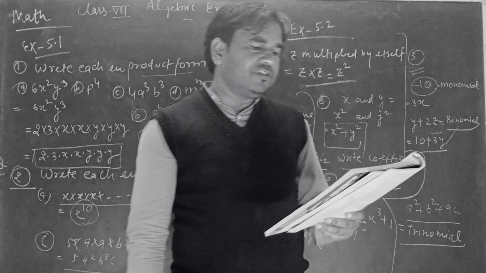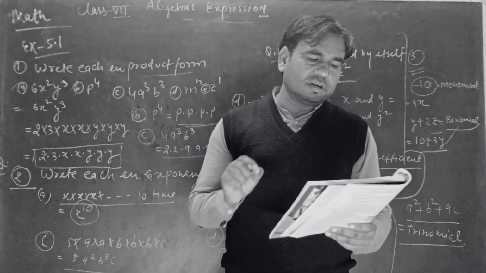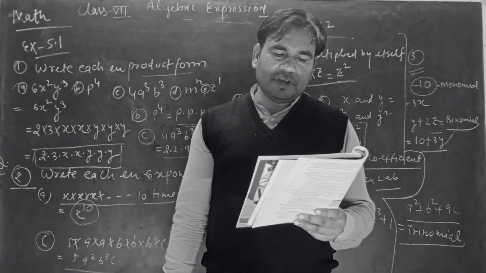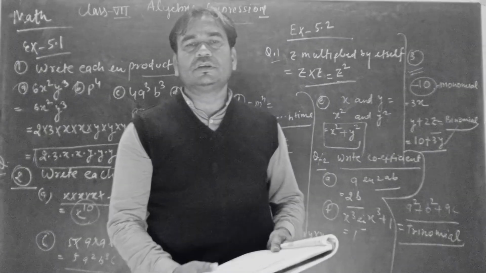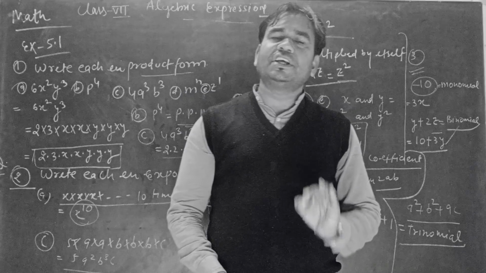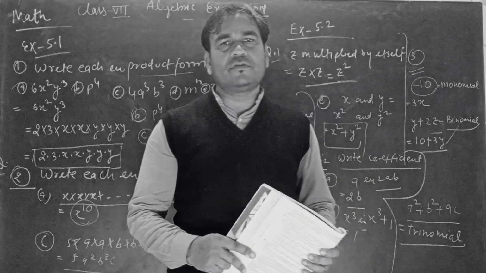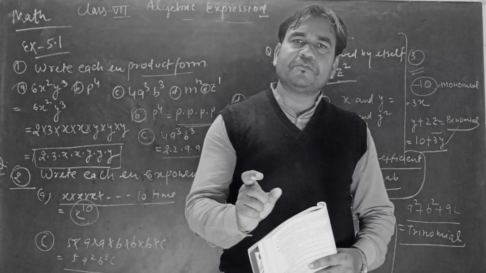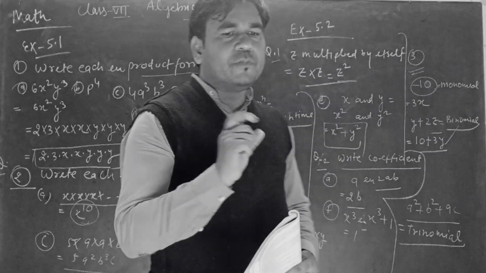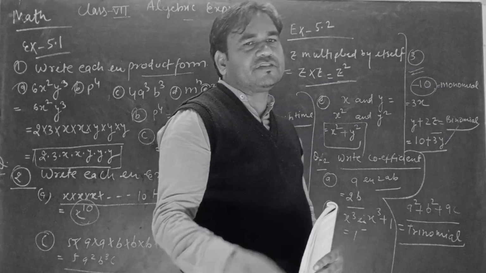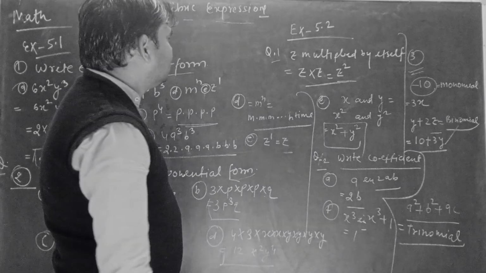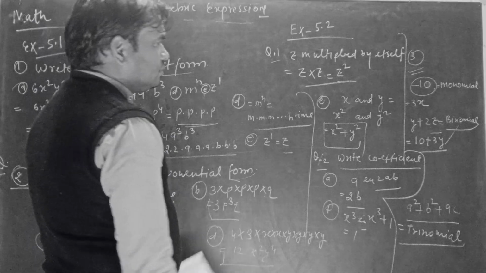And now we see and discuss question number 4. Identify the like terms from each of the following expressions. So students, we have discussed here about like terms. The power of the variable remains the same. That is called a like term. So you see here, let me take question number 4.